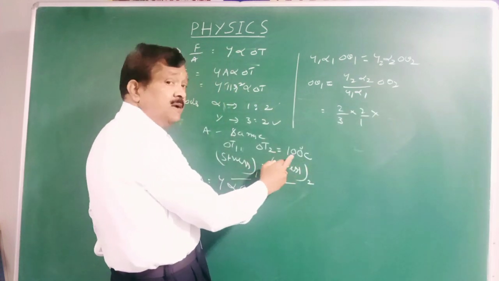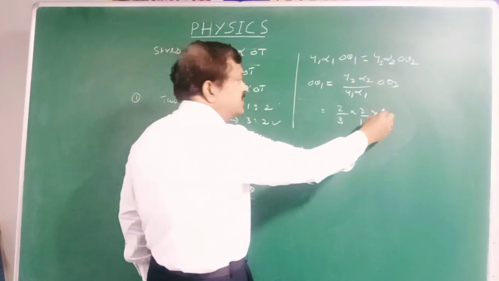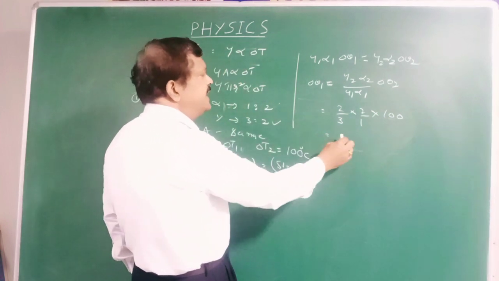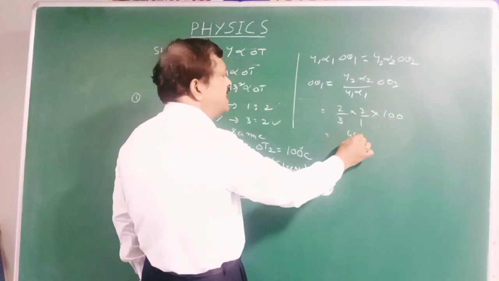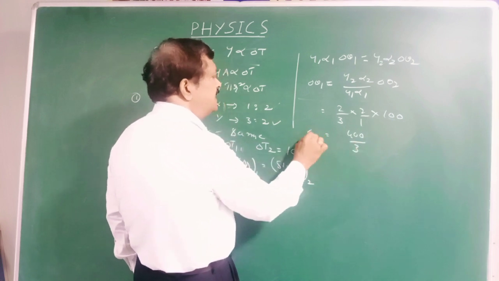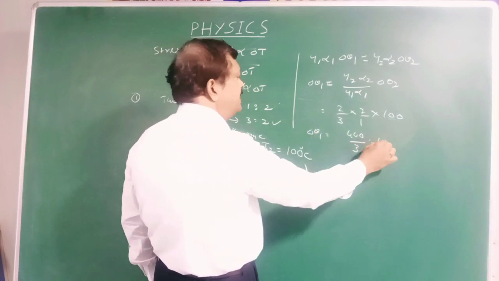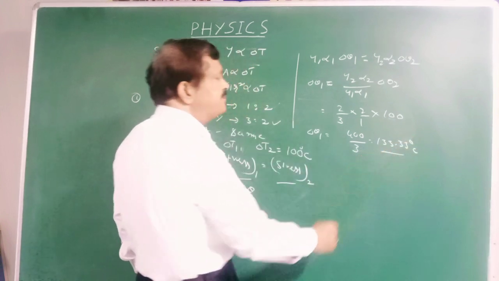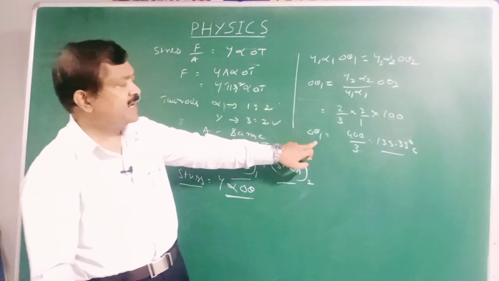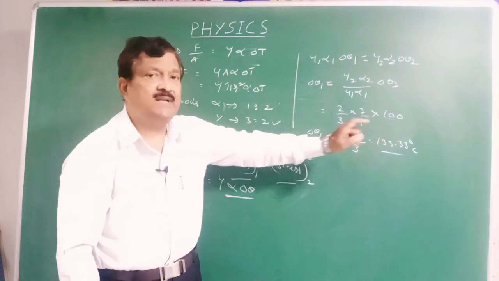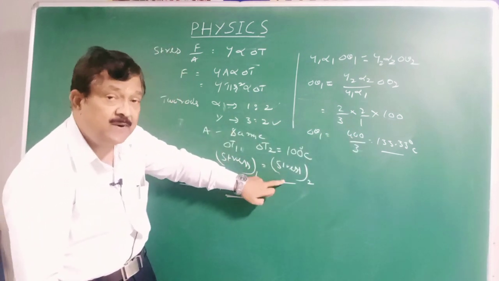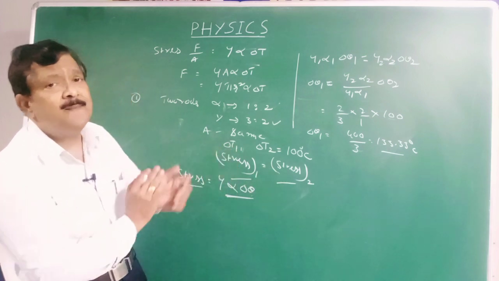For the second rod, the increase in temperature is 100. So delta theta 2 is 100. Now let us find out. So very clearly, this is 400 by 3, that is delta theta 1. That will be around 133.33 degrees centigrade. So we say that the change in temperature of the first one is 133, such that the stress in the first rod and the stress developed in the second rod are one and the same.